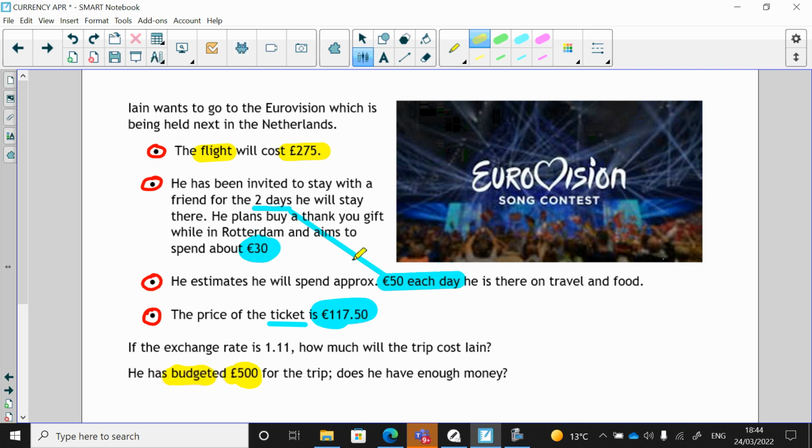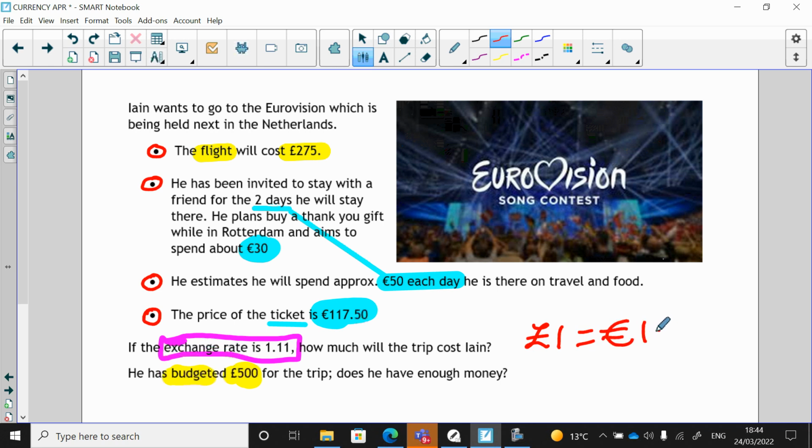Because of that, I'm going to operate in pounds here. I think I'm going to change all my euros into pounds, and because of that, I need an exchange rate. My exchange rate is 1.11. I want to clarify that. That 1.11 is actually for every pound, that is equivalent to 1.11 euros. So that's what we're talking about here. So maybe that was a badly worded question, but I've clarified it for you, hopefully.